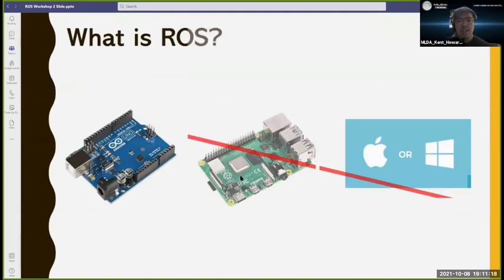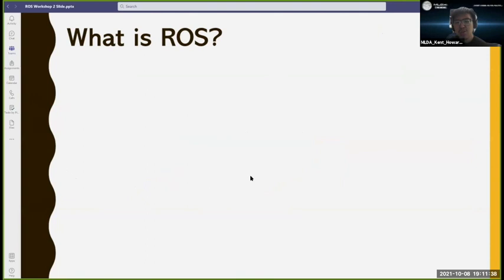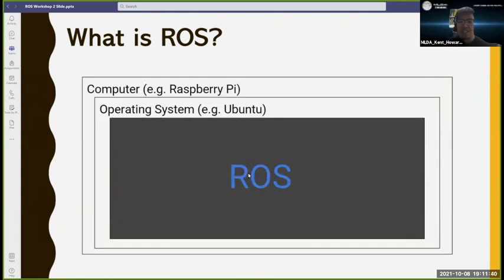So last time we had these questions in one of the slides. What is ROS? Well, ROS is not a normal OS, although the name is Robot Operating System. It's also not a microcontroller or a microprocessor. It's actually a program that runs inside your OS or inside your microprocessor. In this case, inside your Raspberry Pi, it's running Ubuntu, and inside the Ubuntu, it's running ROS.